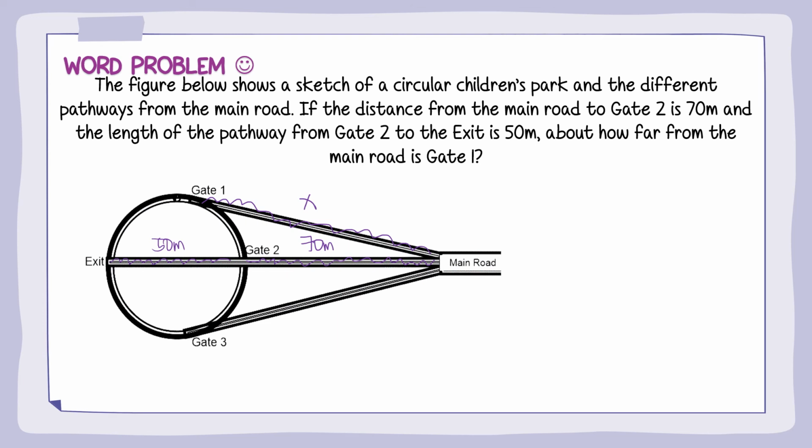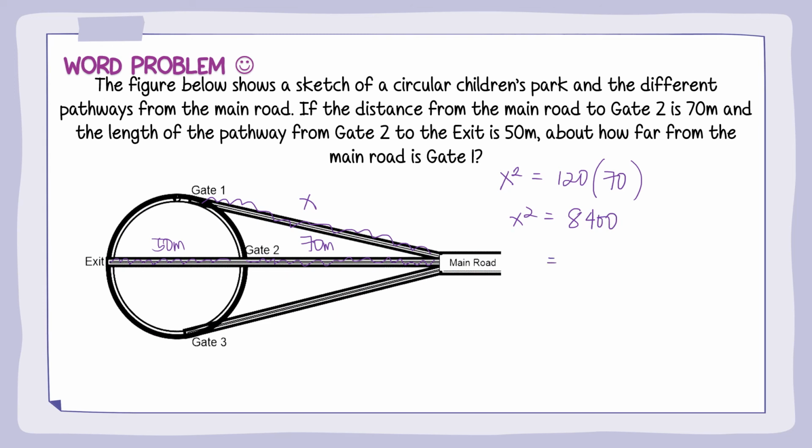Ano kayang figure ang nire-represent ng daan sa main road papuntang gate 1? Yes, this represents a tangent. So we'll use the theorem on tangent and secant segment. And according to the theorem, the measurement of the tangent squared is equal to isang buo ng secant, which is 120, times yung nasa labas na part, 70. And 120 times 70, this is x squared, is equal to 8,400.